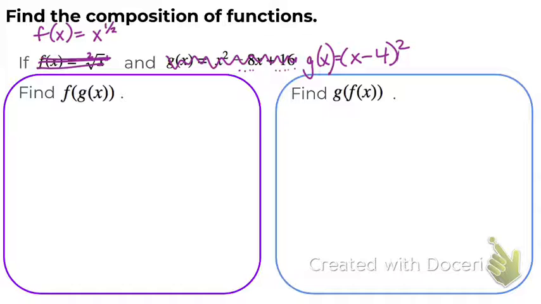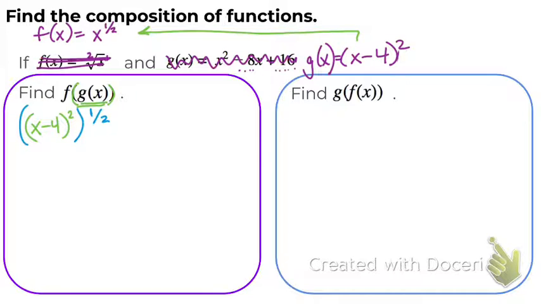So now let's find f of g of x. That is saying that we are going to substitute g of x into f of x. So we're going to take this and substitute it in wherever there's an x. So I like to first write down f of x. So I'm going to write x to the 1/2 power. Now instead of x, I'm going to substitute g of x in. So I'm going to put x minus 4 squared, and that is what is inside f of x. That is going to be raised to the 1/2 power.